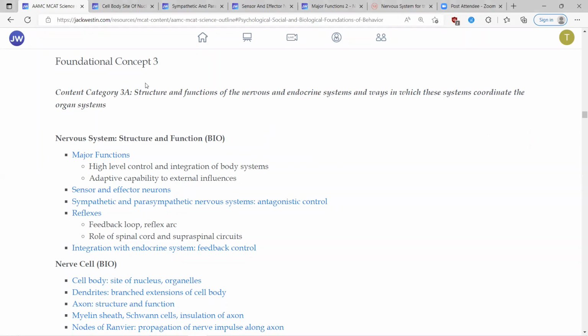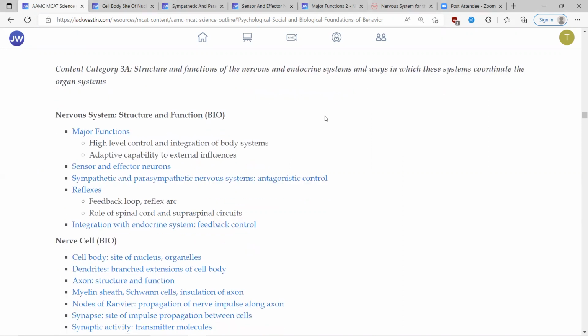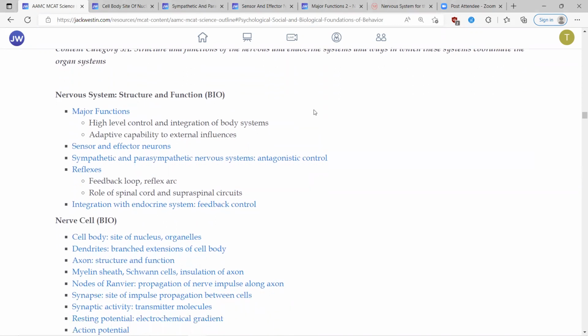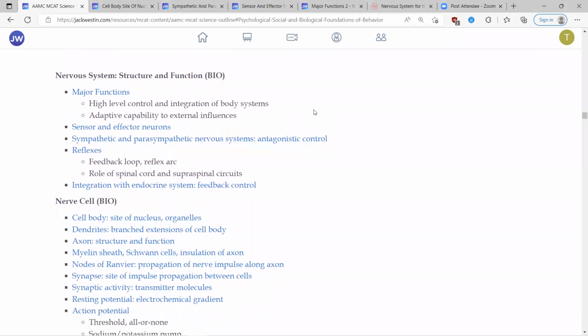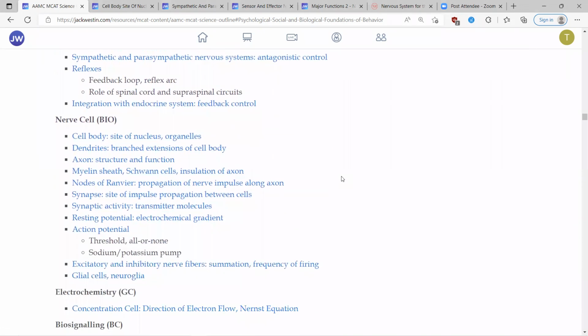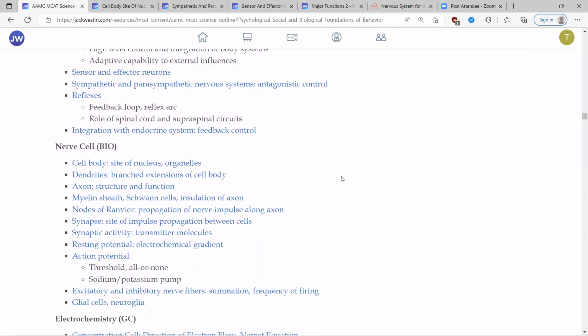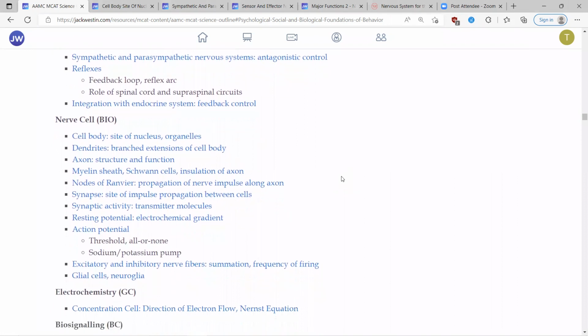All right, so today we'll start with category 3A, which is nervous and endocrine systems. I don't think we'll get to endocrine because nervous itself is already a big chunk of material to get through. So right now we're talking about anatomy, right? We're kind of transitioning more to anatomical details and stuff.